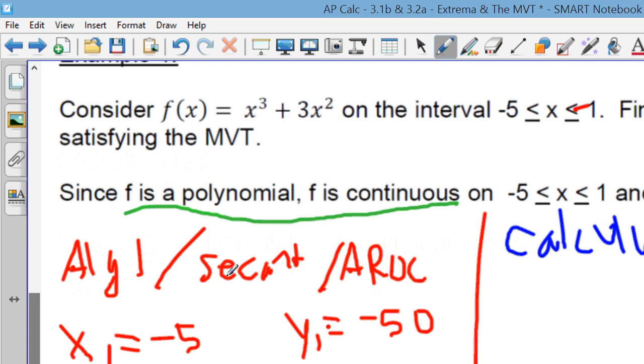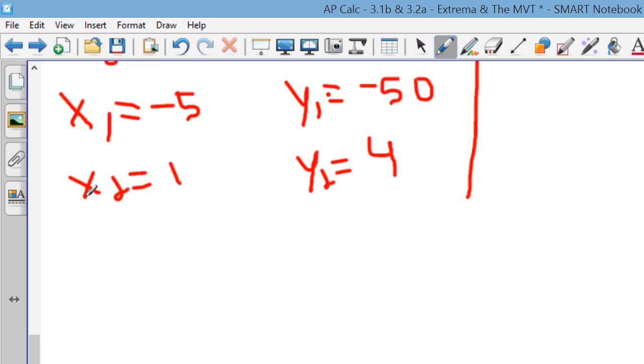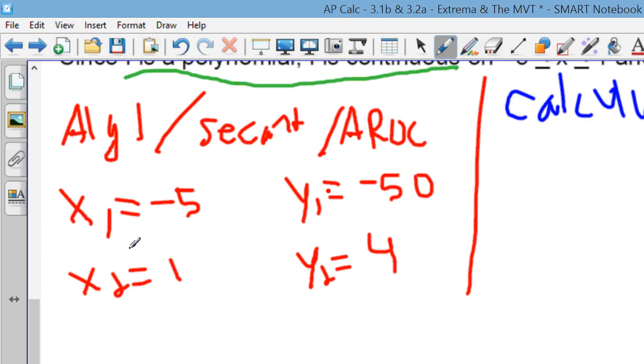I need to do the algebra 1 slope of this. So I'm going to take y2 and subtract y1. So I'm going to have 4 minus -50, so I'm going to have 54, I believe, on the top, over x2 minus x1, that's 1 minus -5, so that's going to be 6. So 54 divided by 6, and I think that's actually 9 is the answer for that.